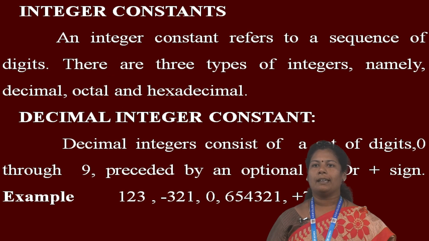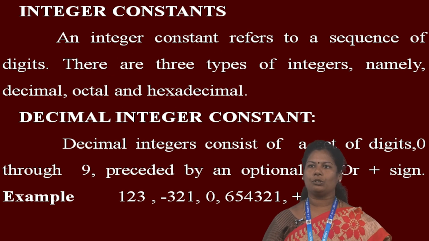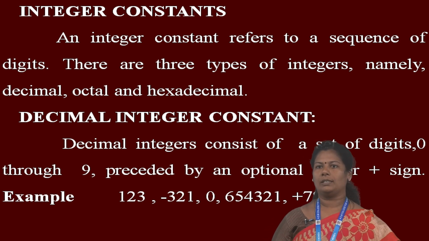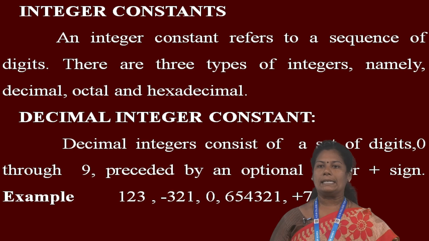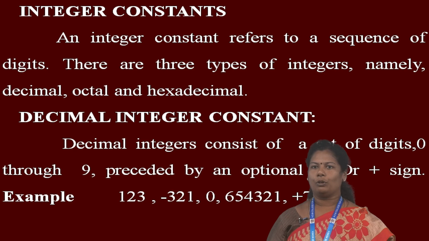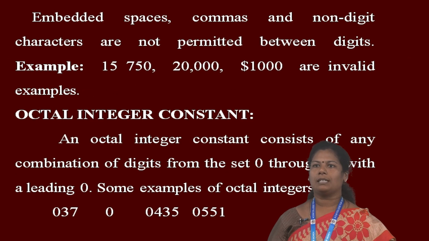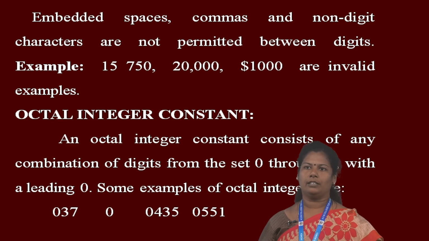Integer constant. An integer constant refers to a sequence of digits. There are three types, namely decimal, octal and hexadecimal. Decimal consists of digits 0 through 9. Below is the example of decimal integer constants. Embedded spaces, commas and non-digit characters are not permitted between digits, and these are the invalid examples of integer constants.